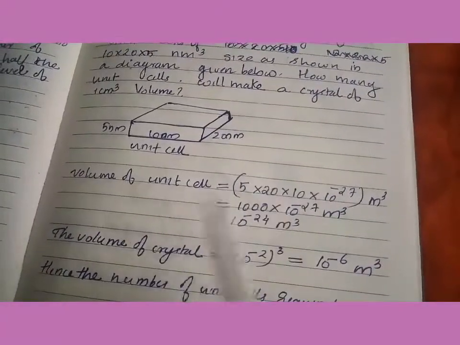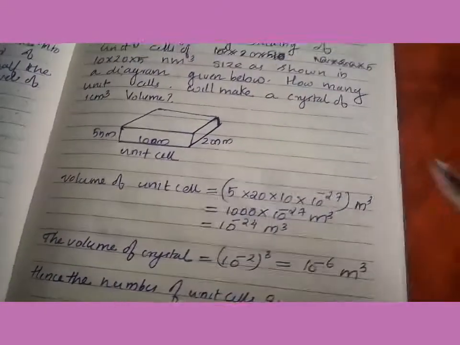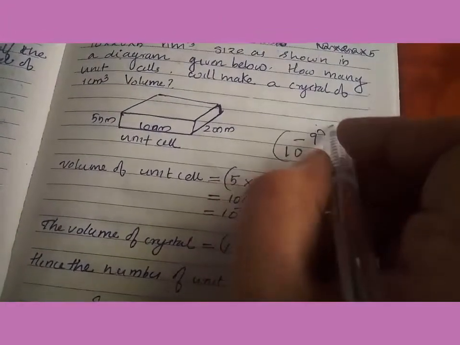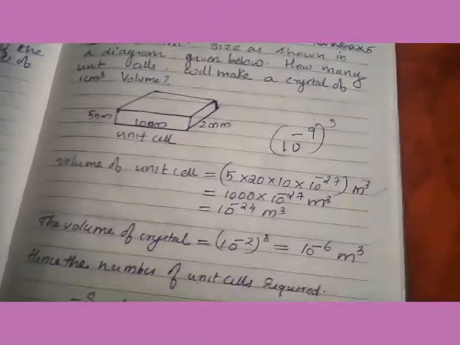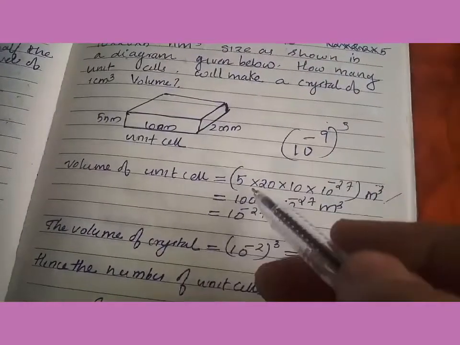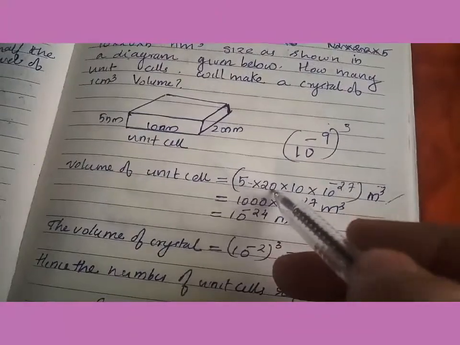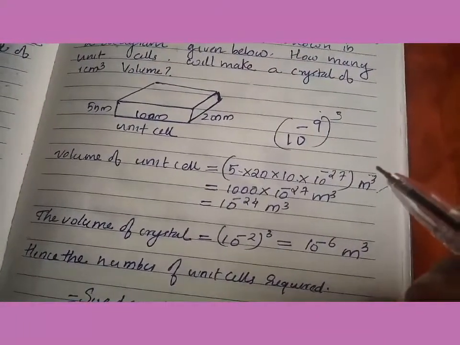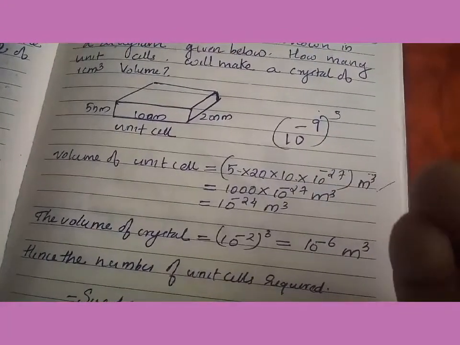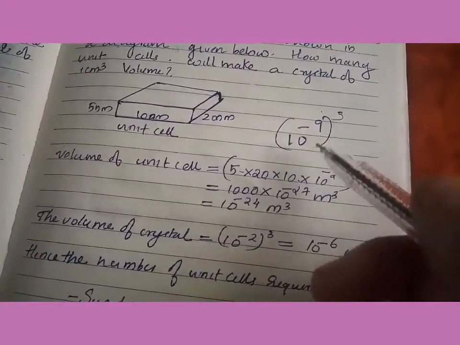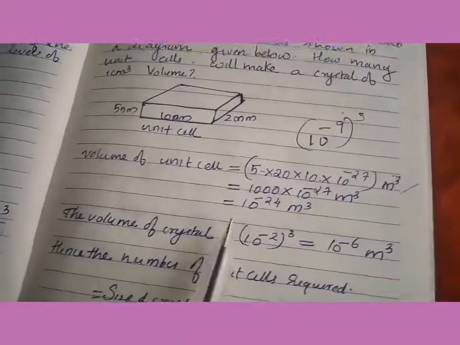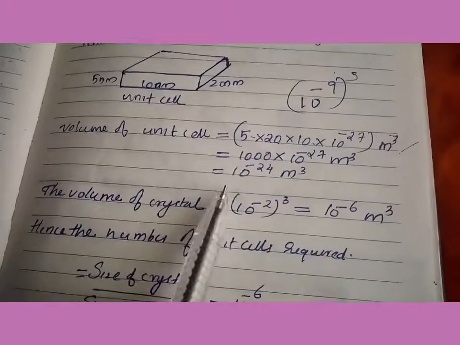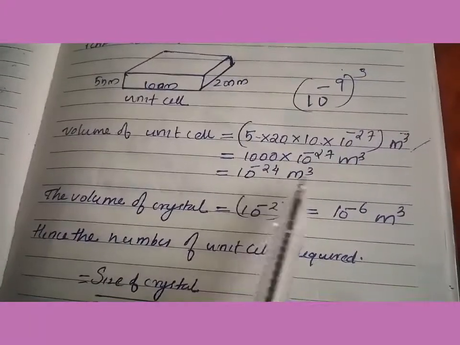Here all are in nanometer, and nano means 10 raised to minus 9. So all power 3, that is 10 raised to minus 27 meter cube. Why 3? Because here we have nanometer cubed, that is 10 raised to minus 9 all cube, and we get the answer as 1000 into 10 raised to minus 27 meter cube. So that is 10 raised to minus 24 meter cube.